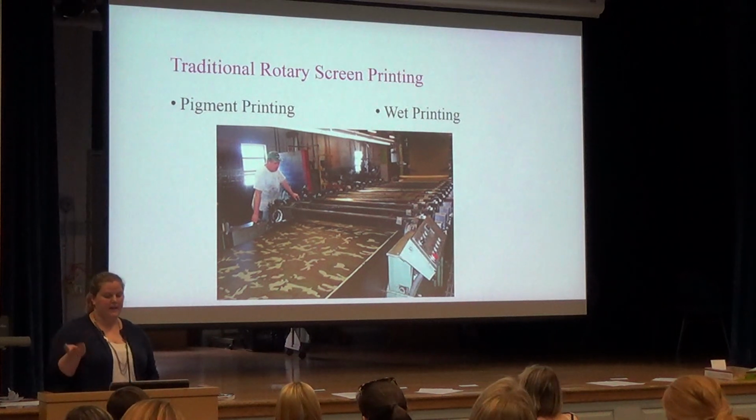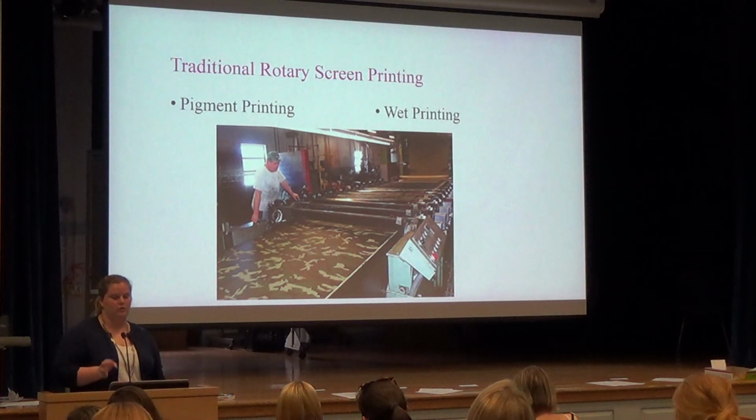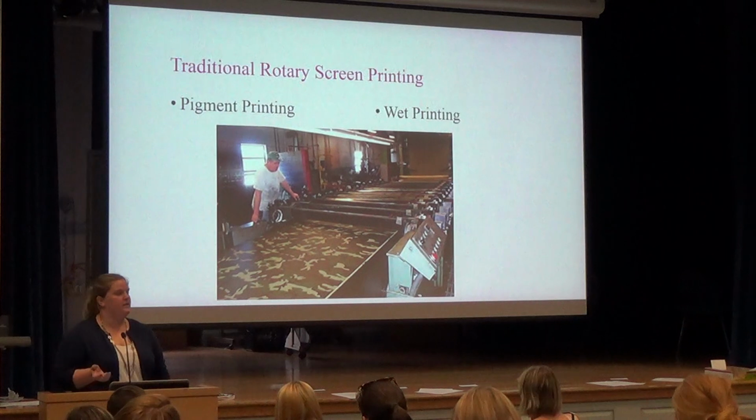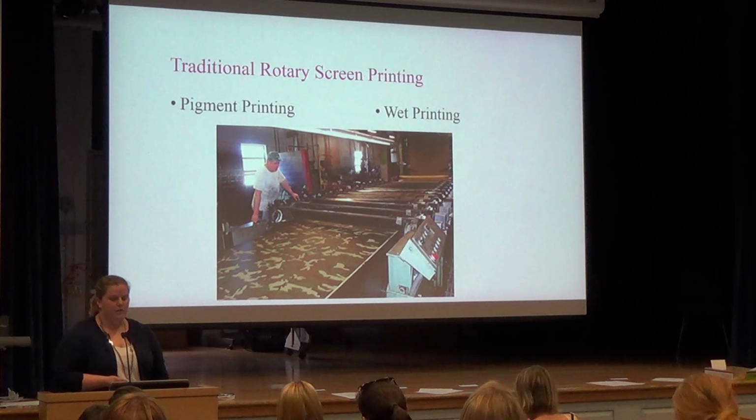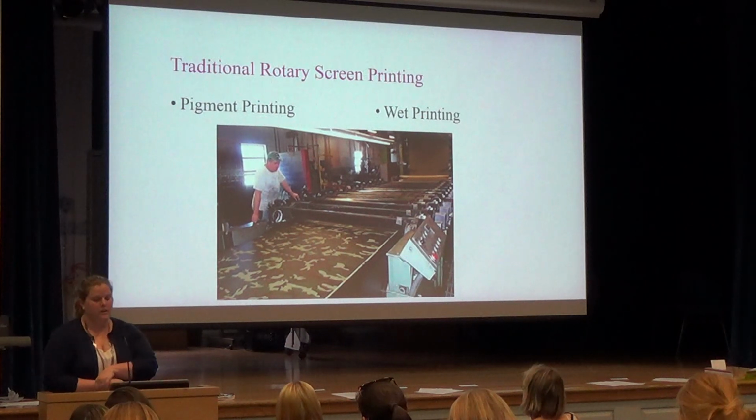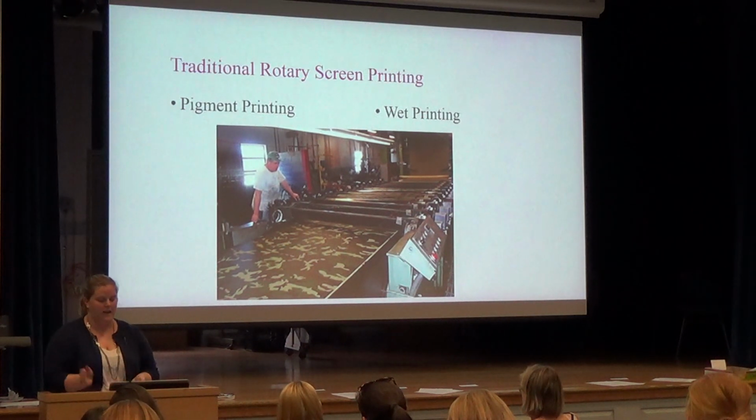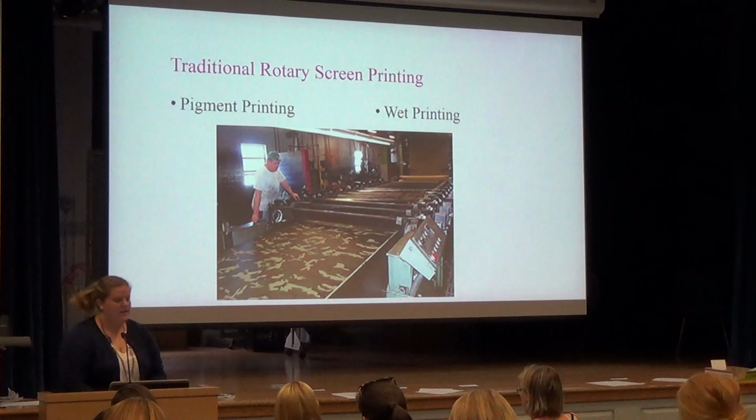Pigment printing involves a paste of pigment and binder, and once printed, it's dried and then cured. Wet printing involves dyes. So the dyes are printed onto the fabric in paste form, dried, and then go through an after wash in order to avoid any excess dye. And that's actually Kenyon.